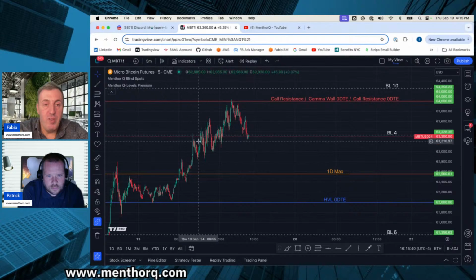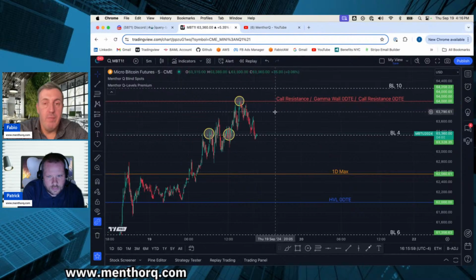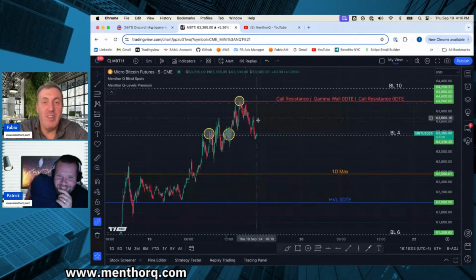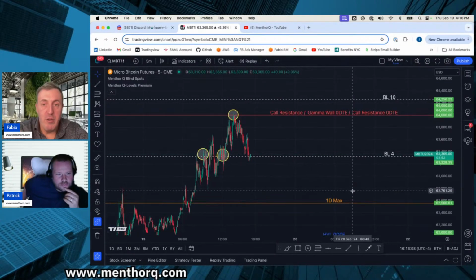Last night we saw a pop up of the 1-day max, a big momentum there. Look at how respected this area has been throughout the session. So this is blind spot 4, and then you have the break at the core resistance level right here, and it came back to blind spot 4. And back all the way to blind spot 4. So it's kind of like magnet areas that can help you define your strategies, right?